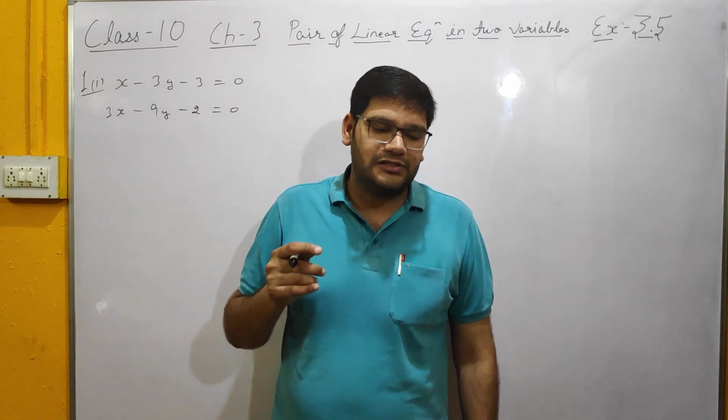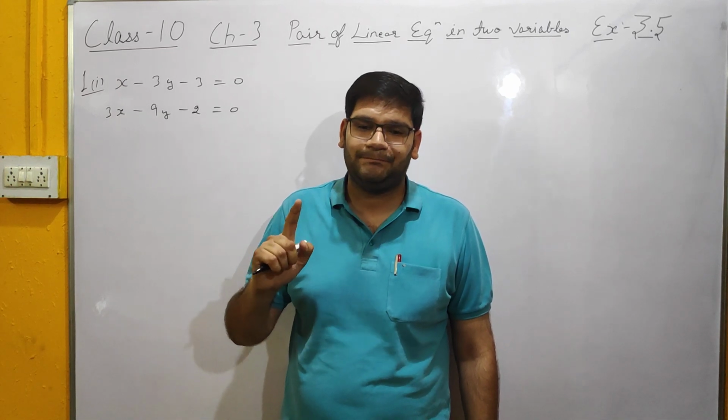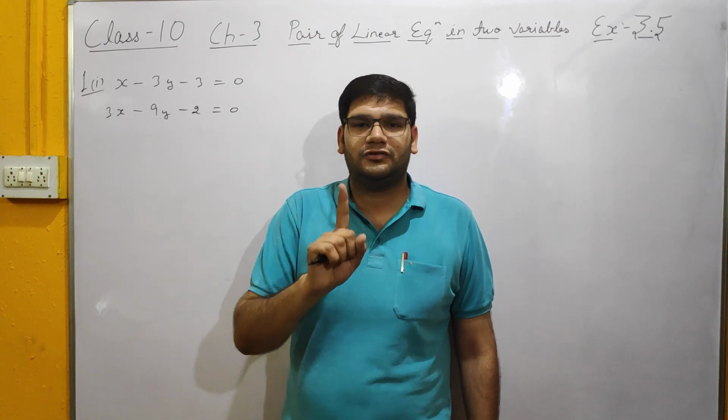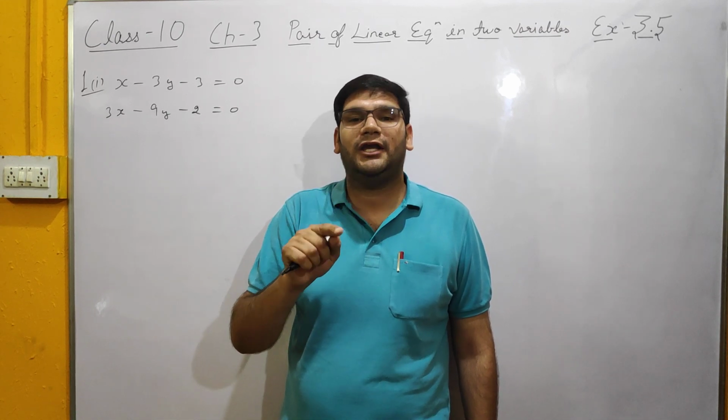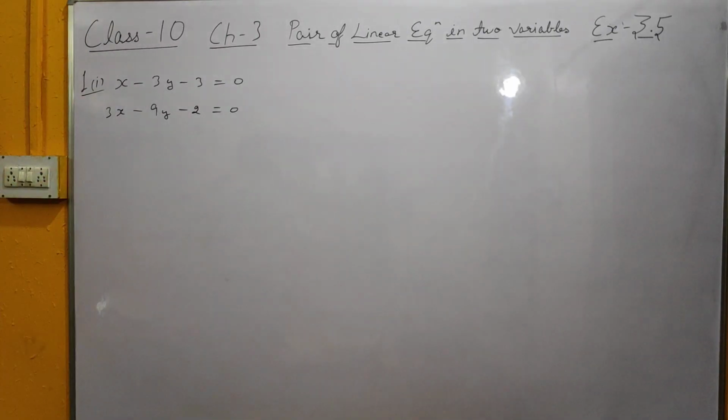So first of all, we will check whether there is a unique solution, no solution, or infinitely many solutions. If in case there is a unique solution, meaning one solution, then we have to find it by using the cross multiplication method. So let's start with the first part.